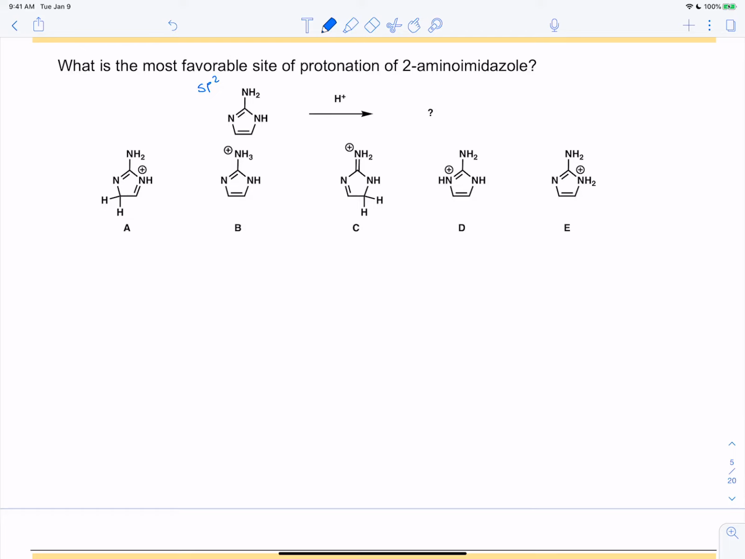Along the way, all of these are involved in resonance of some sort, except this lone pair out to the side. This lone pair is outside the plane of the pi system. This lone pair is in the plane of the pi system to make it aromatic. And the lone pair on this NH2 to the side is donating into the ring and will also have some resonance contribution. When we look at all the different options, we can see that A and C both lost aromaticity.